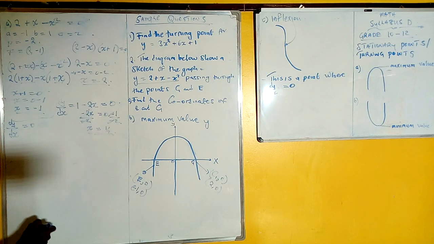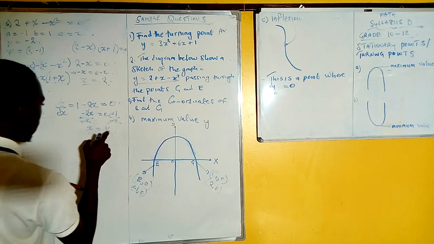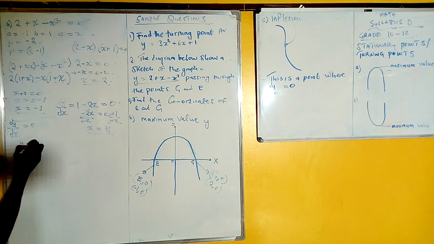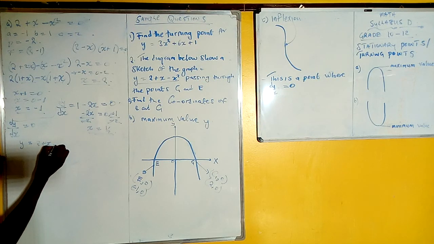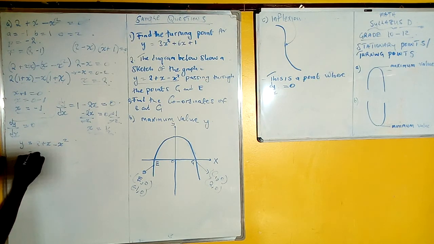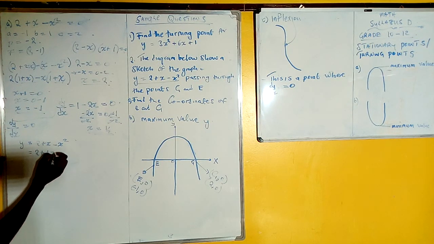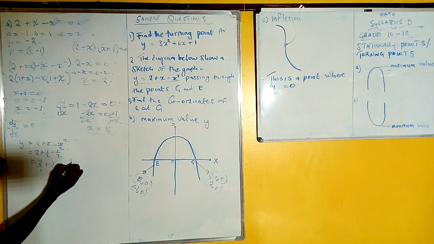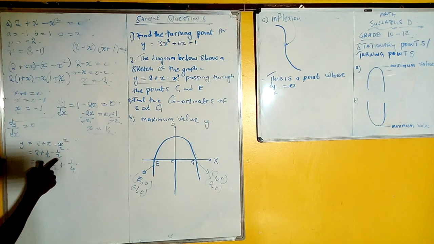But for the maximum value of y, we have found our x. So we'll substitute into the equation directly. y is equal to 2 plus x minus x squared. So this will be 2 plus our x, which we know is half, then minus half squared. So we solve this: this is as good as 2 plus 1 over 2, then minus, squared, 1 over 4, because 1 squared is 1, then 2 squared is 4. So there we can sort it out.